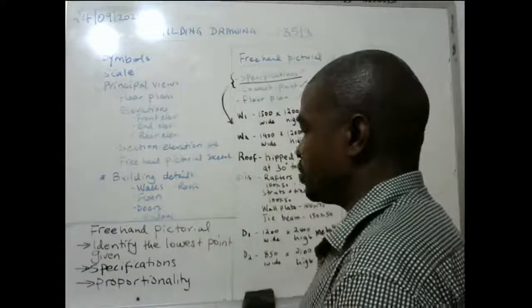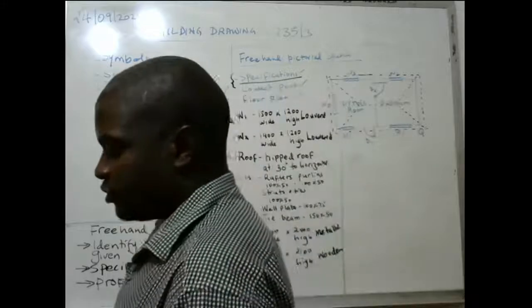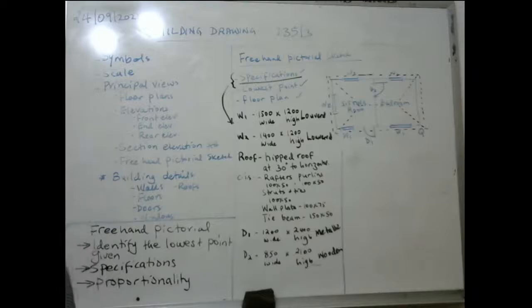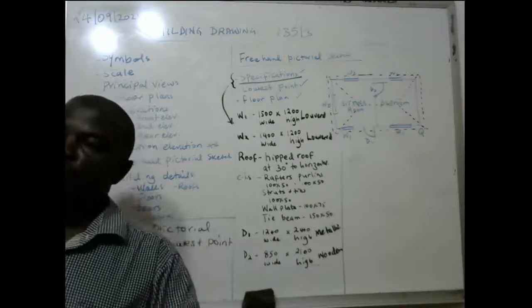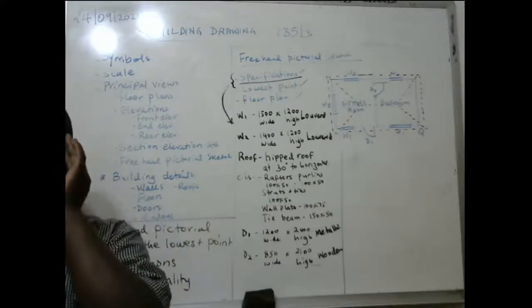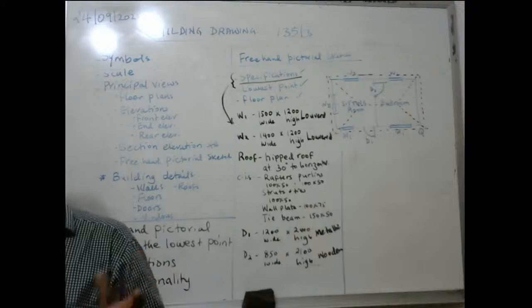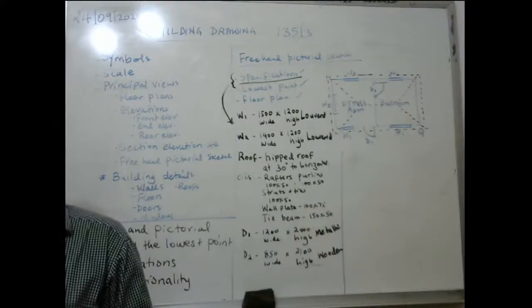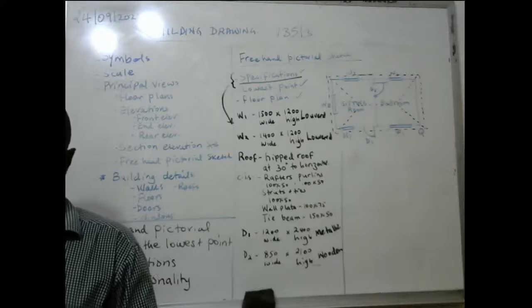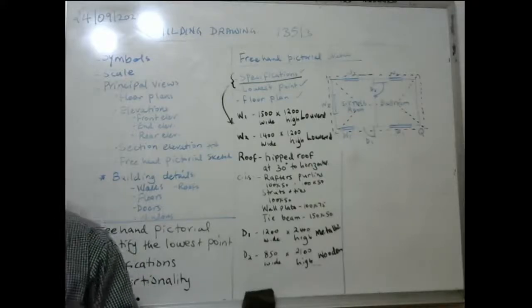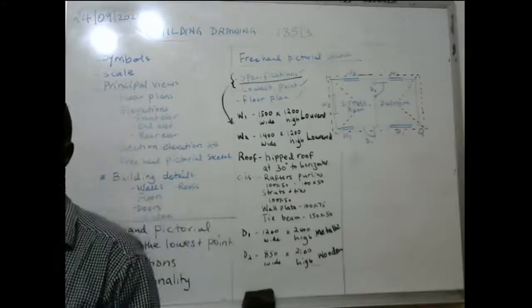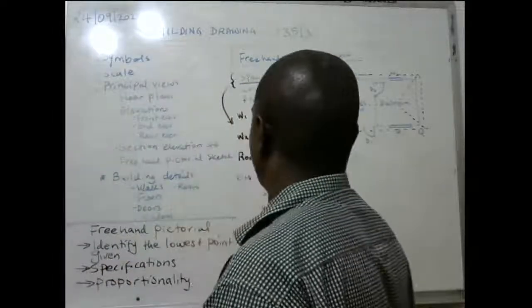So when you make a freehand pictorial, and on that freehand pictorial, there is window 1 on one side and window 2 on another side, or maybe window 1 and window 2 are both on the same side, then we would like to see how these two windows differ because they are not of the same size. So on your freehand picture, you make sure that window 1 and window 2 are not of the same size because they are different according to the specifications that were given.